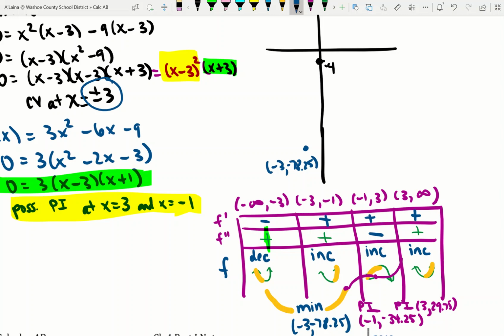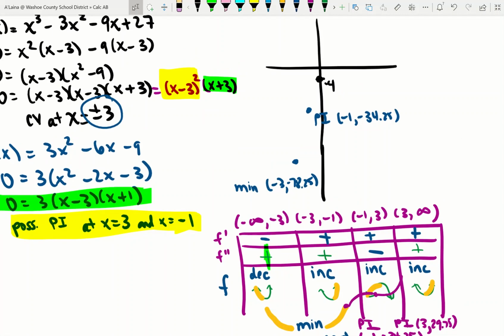Point of inflection at -1, -34.25. So -1, -34.25. And I'm going to write min, and write point of inflection and the ordered pair. Maybe I'll move this over a little bit to look more like -3. And then at +3, up to 29 point something, there's another point of inflection.